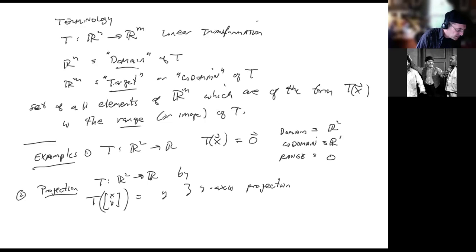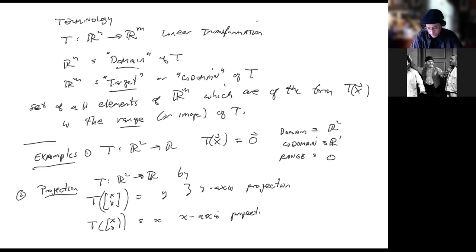It is elementary to check that T preserves sums of vectors and scalar multiplication. So it's a linear transformation, and this is a projection. You could also define an x-axis projection: T of (x, y) equals x. That's the x-axis projection. Okay, so that's an example of a linear transformation.